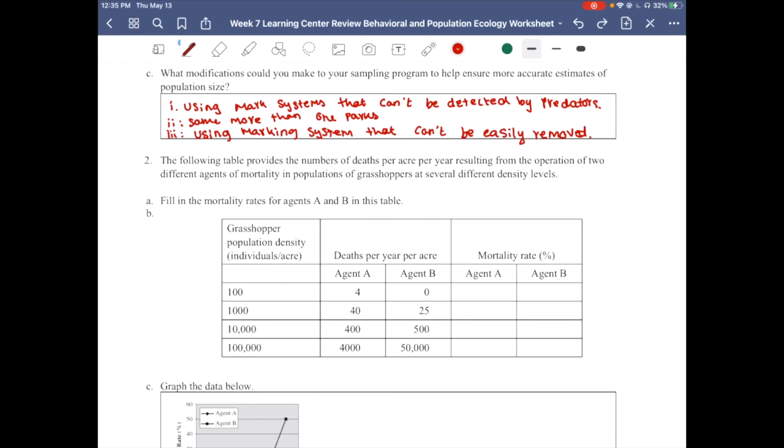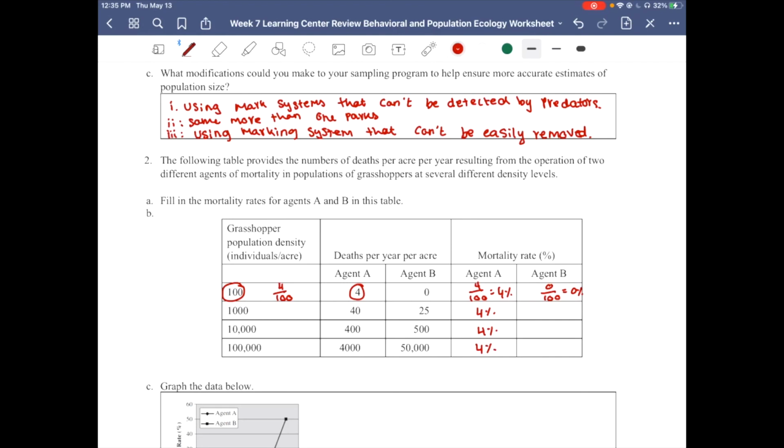So basically what we're going to be doing is just taking percentages. For agent A, here we have 4, here we have 100. So we're going to be doing 4 over 100 for agent A, so 4 divided by 100. And then here would be 0 over 100. So this will be 4%, this will be 0%. And if we continue the same logic, this would also be 4%, this would also be 4%, this would also be 4%.